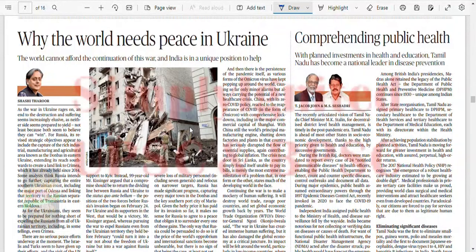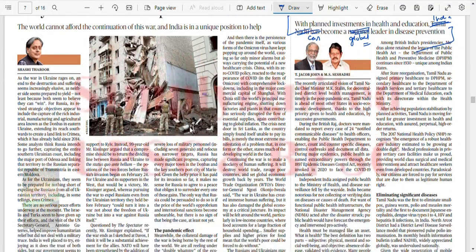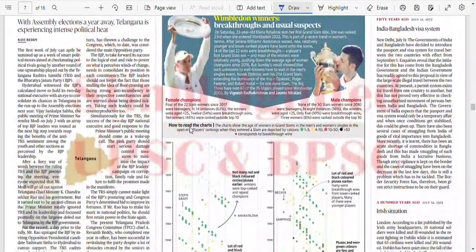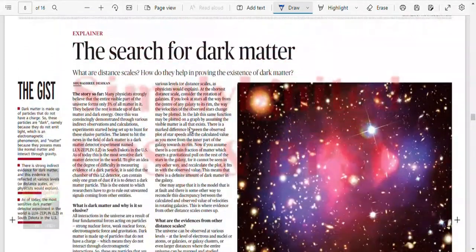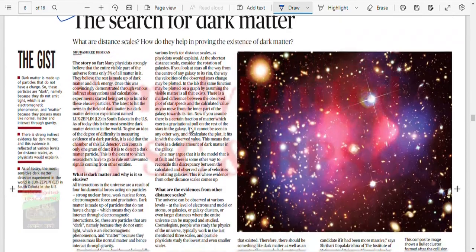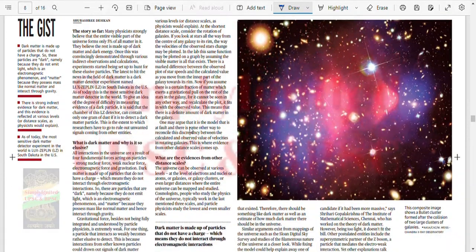Not required. Comprehending public health with planned investment in health and education. Just use this line for India: India can become a global leader in disease prevention. Okay, so just use it in your answer. That would be enough. Then the search for dark matter. We have to do it entirely because dark matter is an important concept with respect to UPSC.